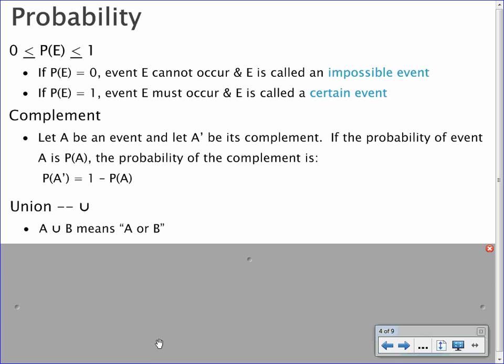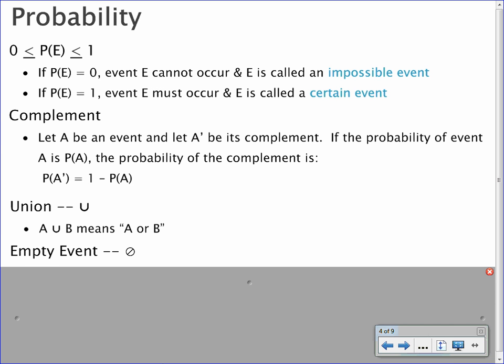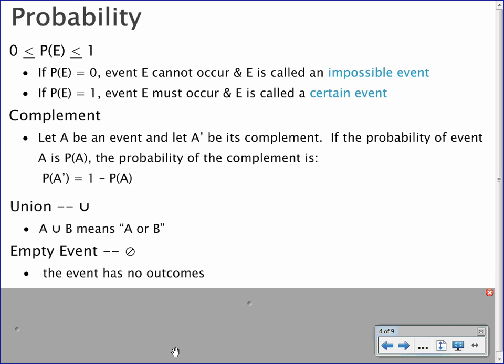The union of two events means A or B. We will get into a little more with A or B, but if you see or, add. An empty event, there are no outcomes. Well, if you're talking about the probability, then yes, it would be.